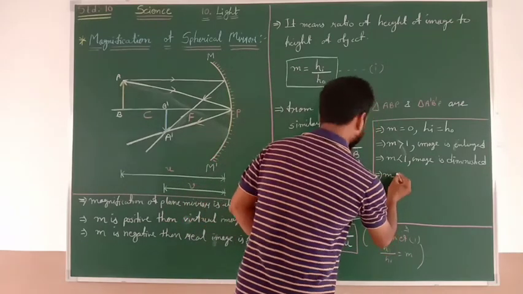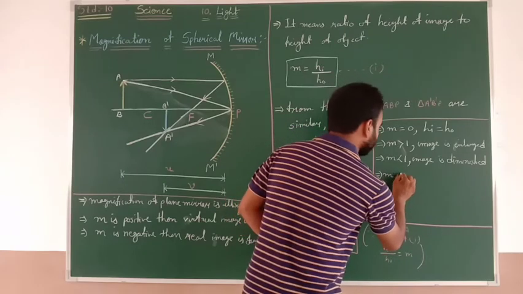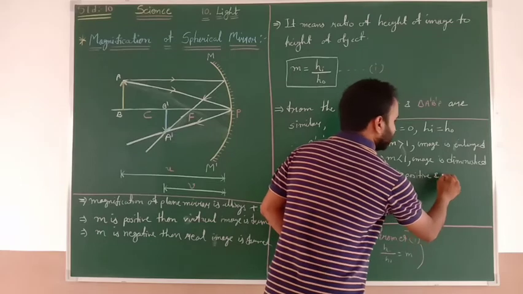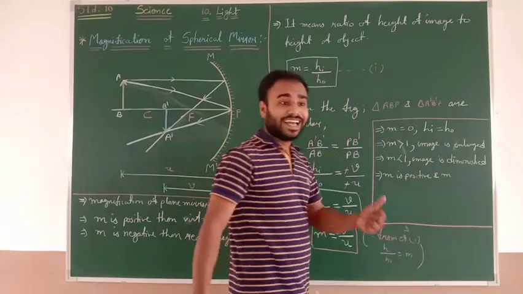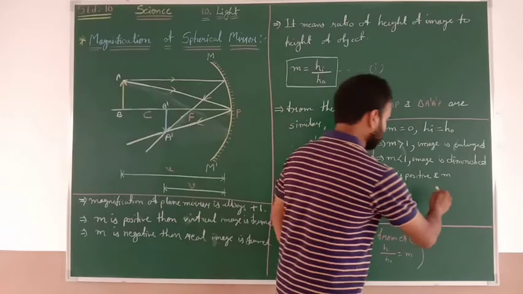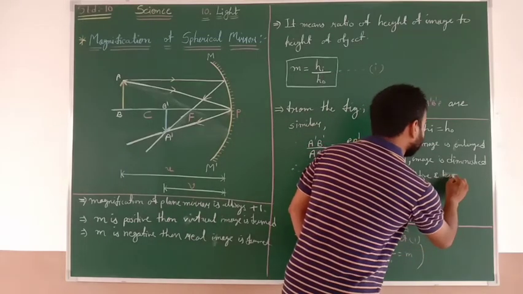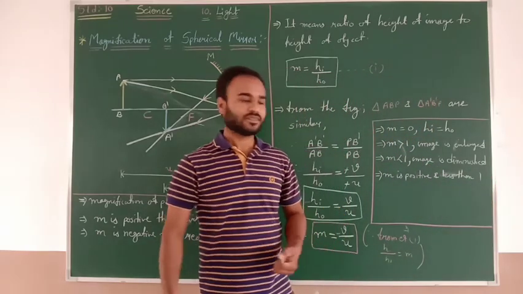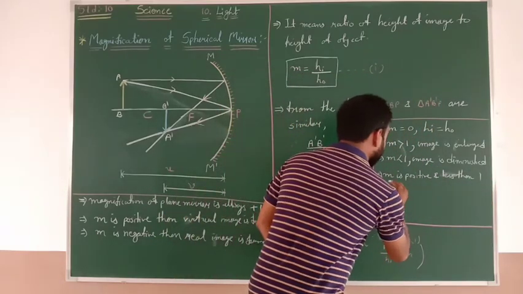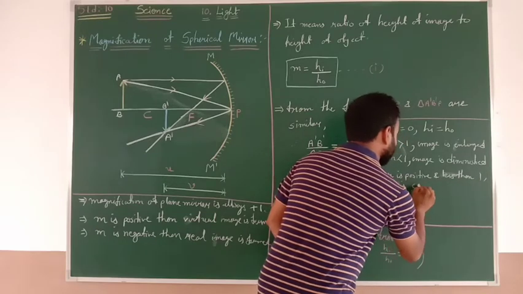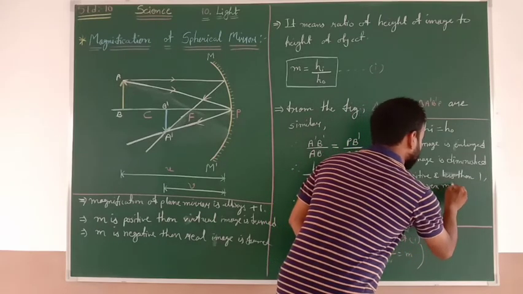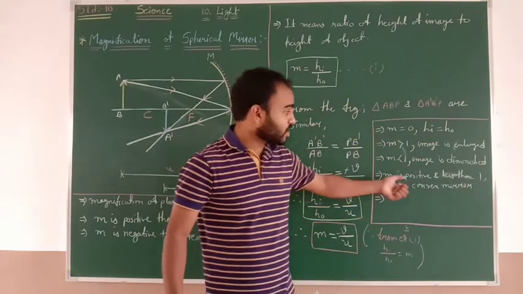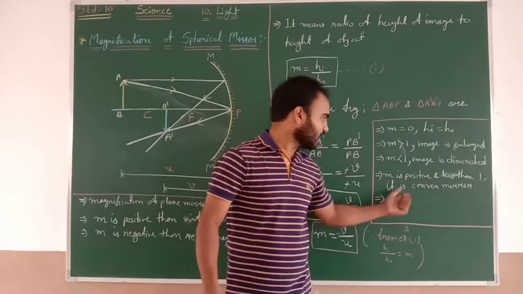Magnification is positive and m is less than 1. I'm writing this, less than 1. It is a convex mirror. When magnification is positive and less than 1, it is a convex mirror.